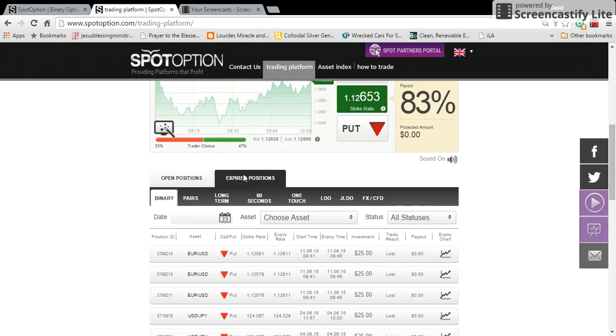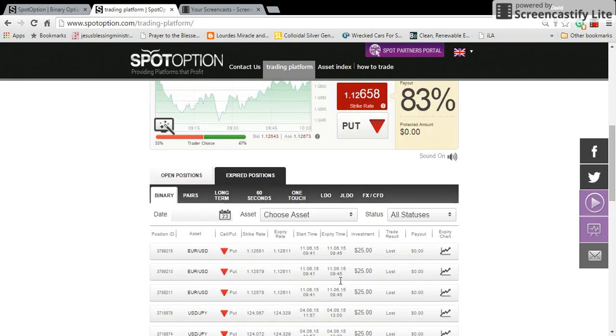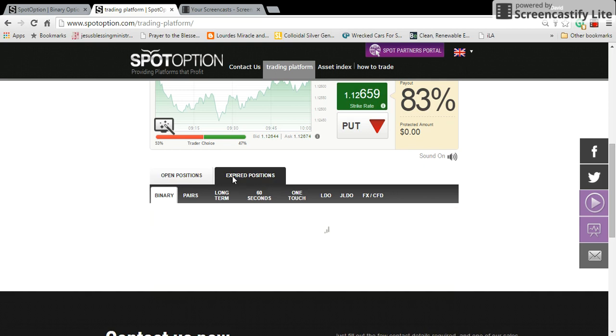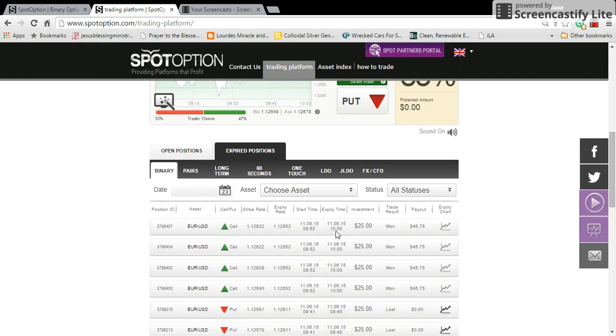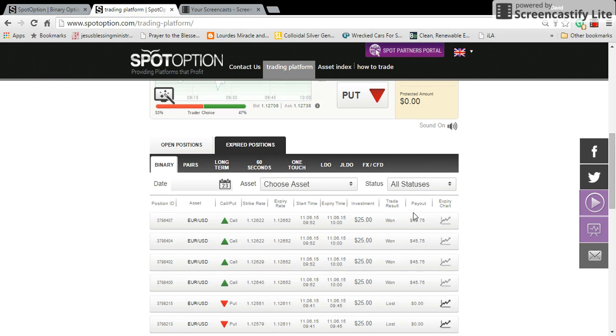Let me click expired positions right here. It may take a few seconds for it to update. So right now it's showing everything lost. I'm on page one. Make sure you're on page one. It takes a few seconds for it to update. We'll go back to open positions again. Let me click expired, see if it's updated. All right, so there we go. One, two, three, four. I just had four wins, and I bet $25 on each trade. I won $20.75 each. So that's about $83 I just made in a matter of like 7 minutes.